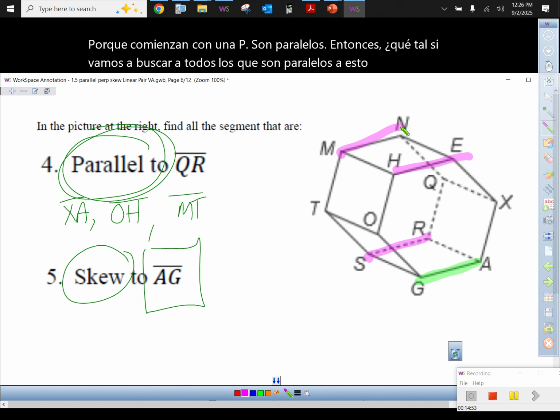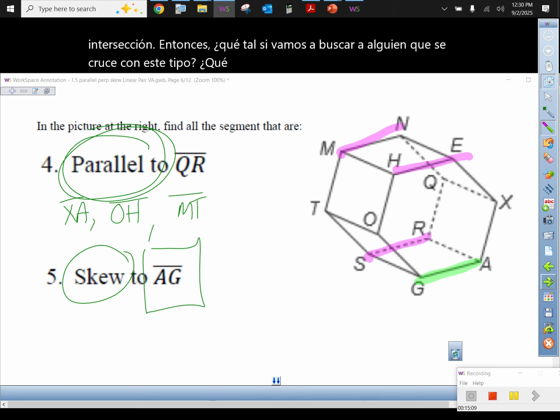What about this? Why are these not skew? Because they intersect is the word. They do touch. I'm looking for the word intersect. So how about we go find anybody that intersects this guy? Like, what do you think about this? Does that intersect the green one? He touched him, right? So find them all. Who intersects that dude? The ones that touch the green guy.